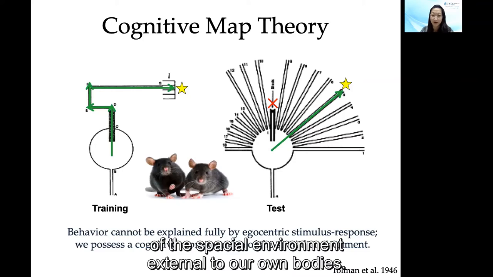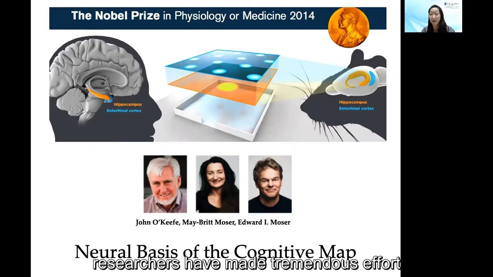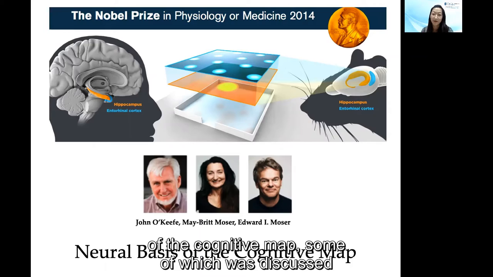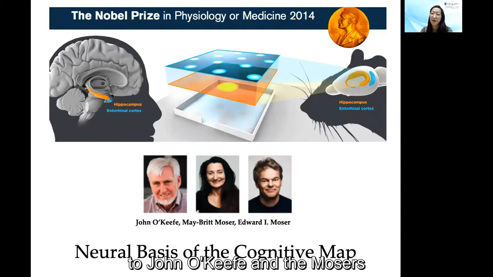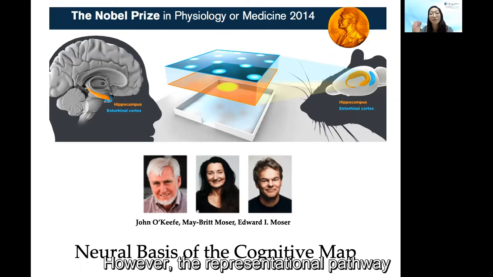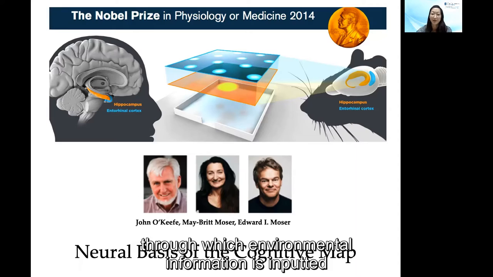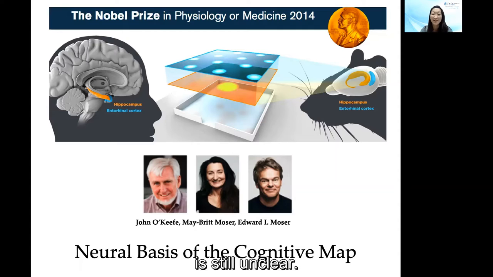And starting from the 1970s, researchers have made tremendous effort and progress in describing the neural basis of the cognitive map, some of which was discussed in Alexander's talk. This culminated in the awarding of the 2014 Nobel Prize to John O'Keefe and the Mosers for discovering the brain's spatial positioning system in the hippocampus. However, the representational pathway through which environmental information is inputted into the hippocampal spatial map to ultimately influence navigation behavior is still unclear.